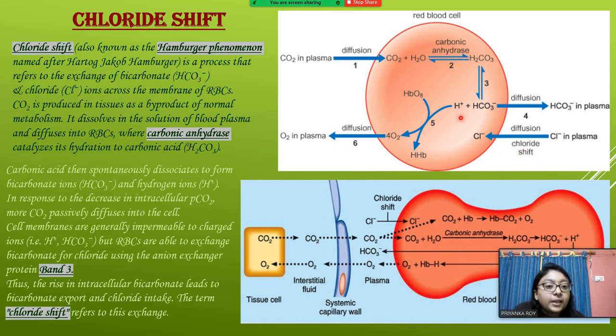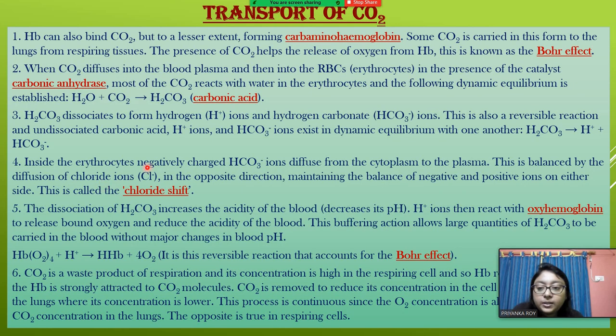And again, when this H plus comes in contact with HbO8, which means oxyhemoglobin, it will break down into HHb and 4O2. This oxygen will be brought back into the plasma and carried away. So this is how the hemoglobin is releasing oxygen and taking up carbon dioxide here. I will come to this later.